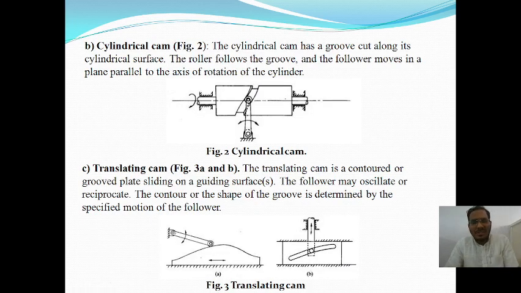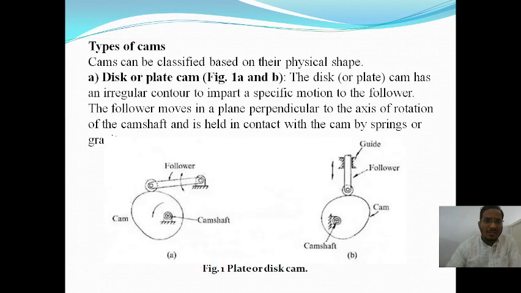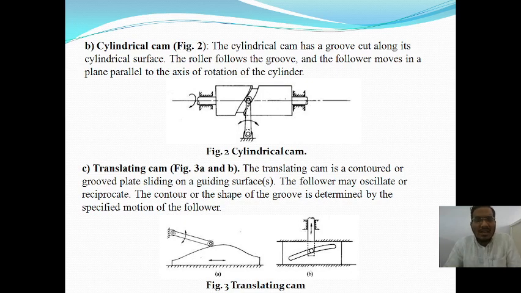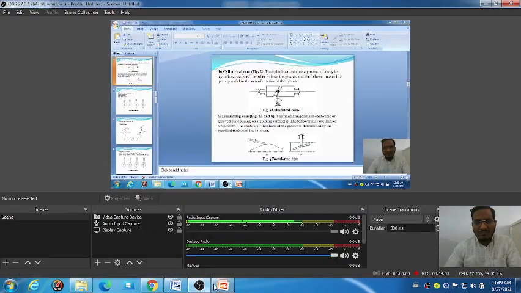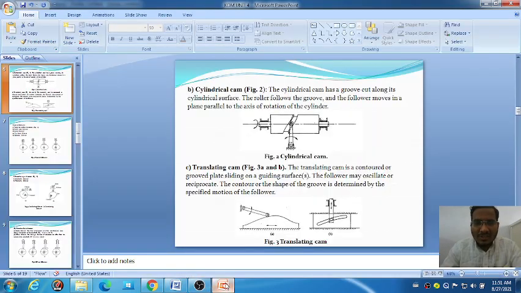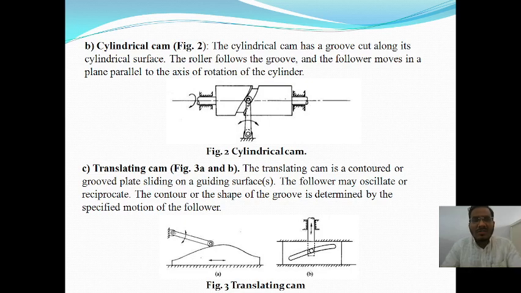The next is the cylindrical cam. First we discussed the disc or plate cam. The next one is the cylindrical cam. We already discussed the first cam, the disc or plate cam. Now we are discussing the cylindrical cam.